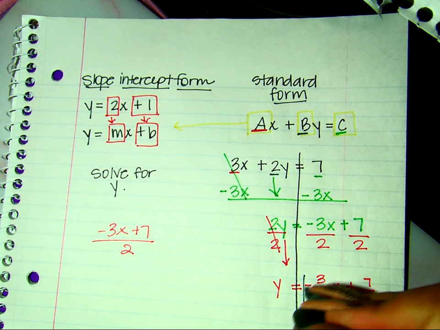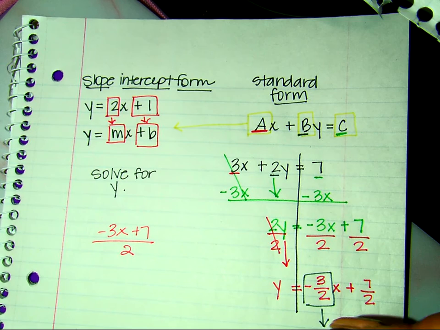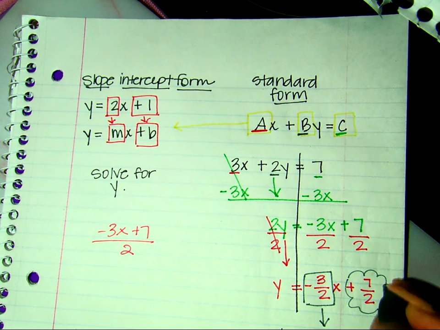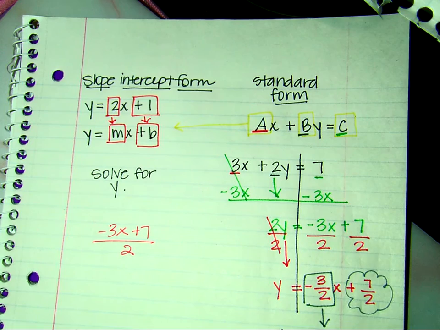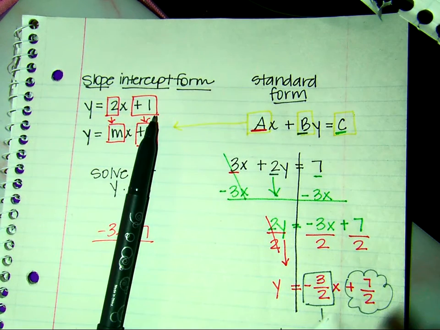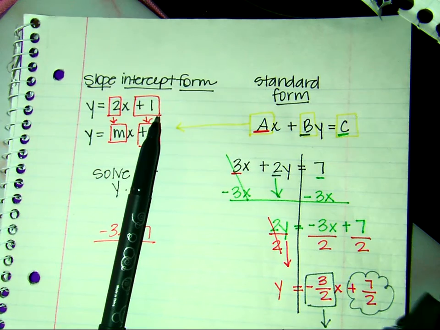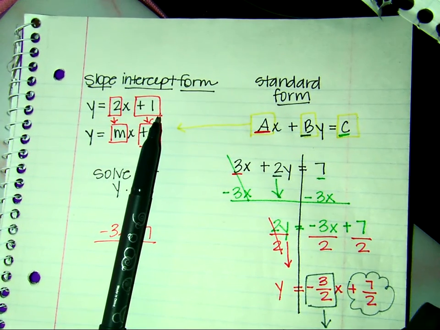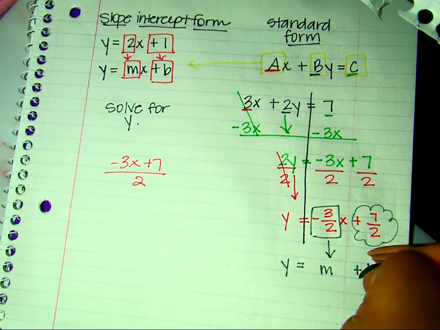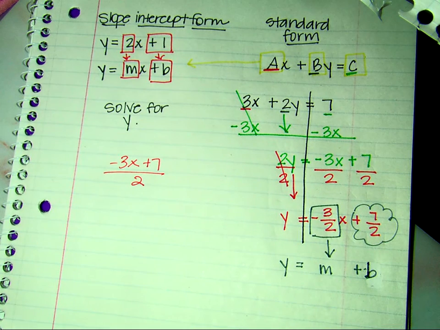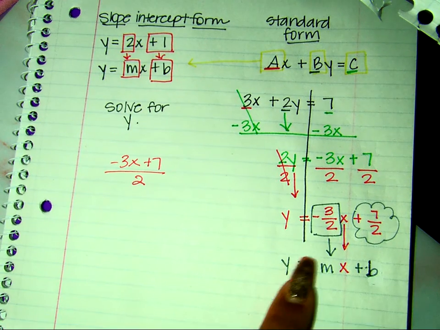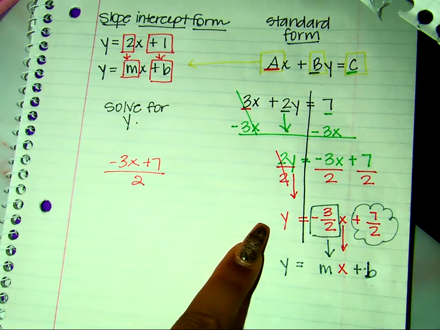We know that negative 3 over 2 is our m. And we know that 7 over 2 is our b, okay? I didn't mean to write that, I meant to write b. So negative 3 over 2 is m, 7 over 2 is b. Alright, and we're just going to drop down our x. So now this equation went from standard form to slope-intercept form.